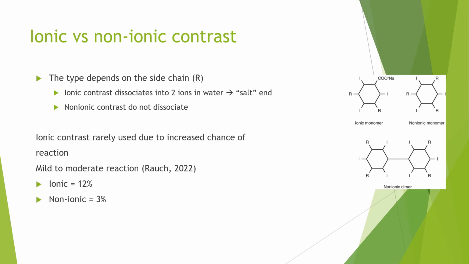With ionic contrast, one of the end chains is replaced with the salt end. When it is in solution, the compound would dissociate or split into 2 ionic parts per 3 iodine molecules. Now, due to this increased concentration of particles compared to the non-ionic contrast, ionic contrast is usually much more reactive. On the other hand, since non-ionic contrast can supply the 3 iodine atoms without dissociation, it is much safer and has vastly replaced ionic CT contrast. Roche in 2022 reported the mild to moderate reaction rates as being 12% for ionic and 3% for non-ionic contrast.